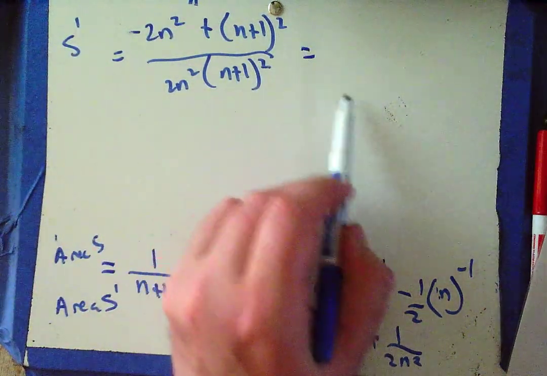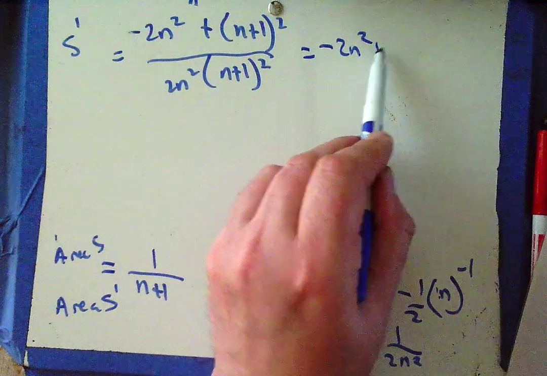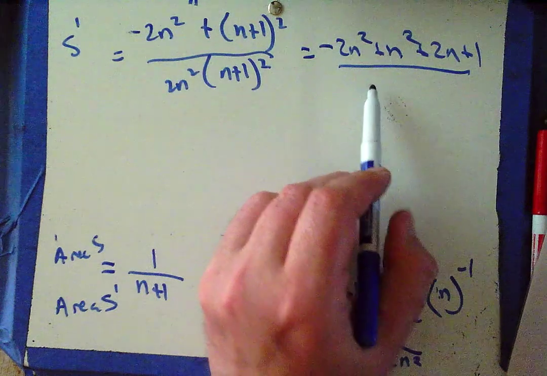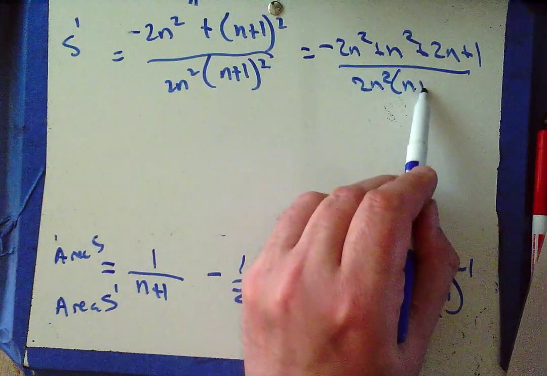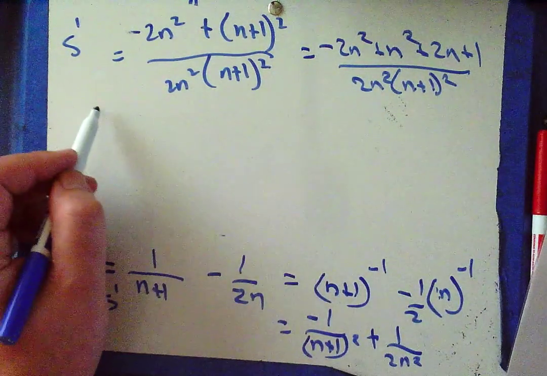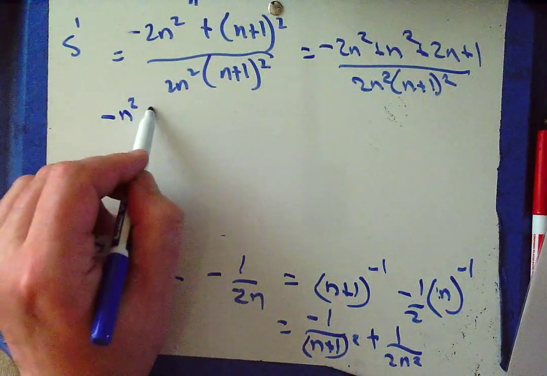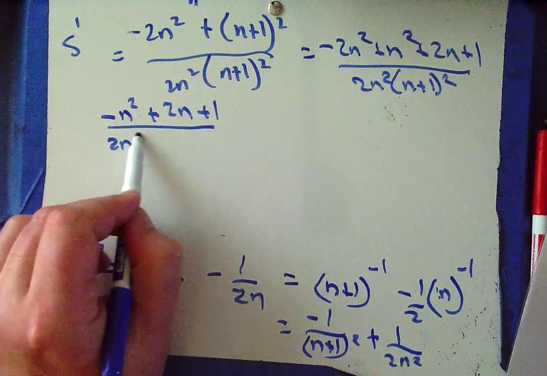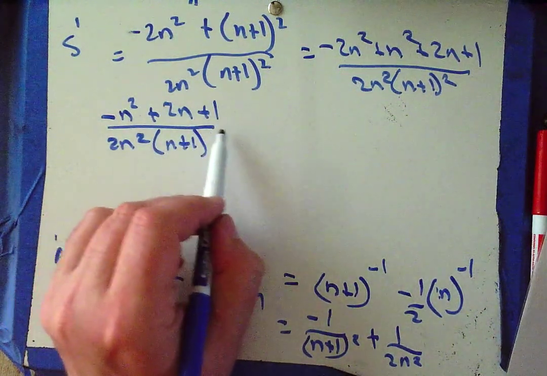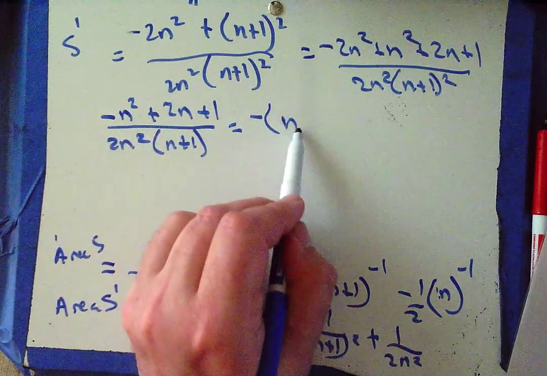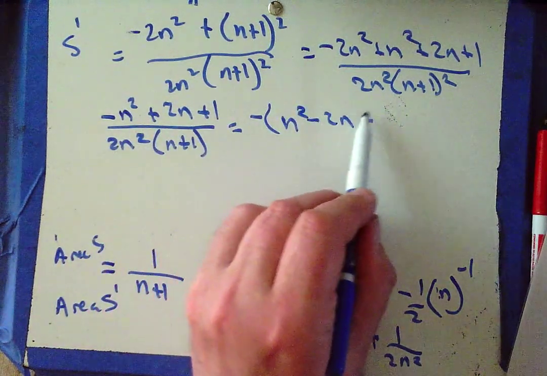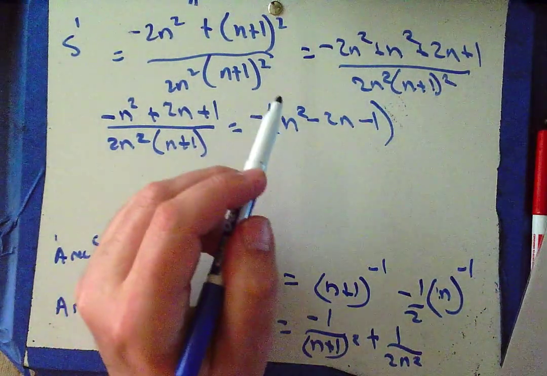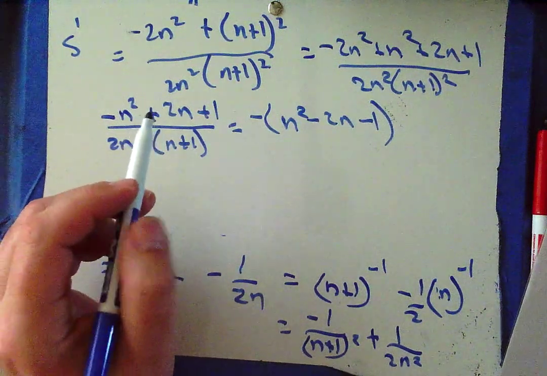Combining like terms, well, -2n squared plus n squared plus 2n plus 1 over 2n squared (n plus 1) squared. So I've got -n squared plus 2n plus 1 over 2n squared (n plus 1) squared. If I factor a negative out, -(n squared minus 2n minus 1), and that's not going to factor. So I have to use the quadratic formula. Oh, lucky me.